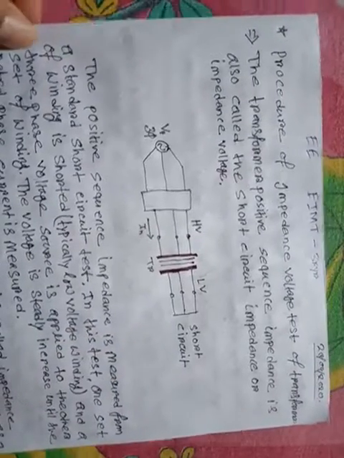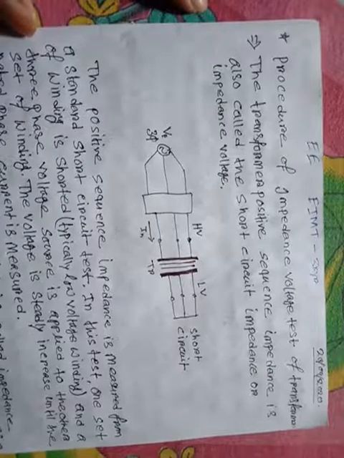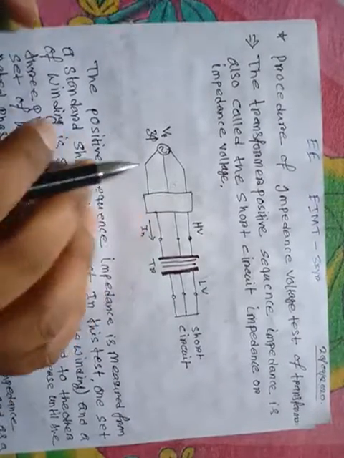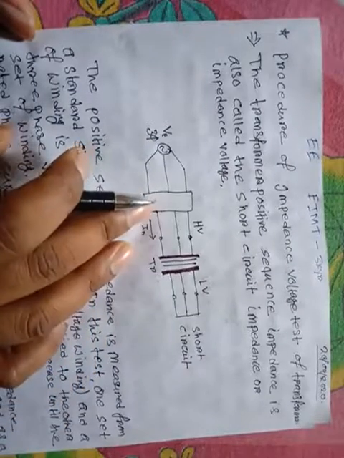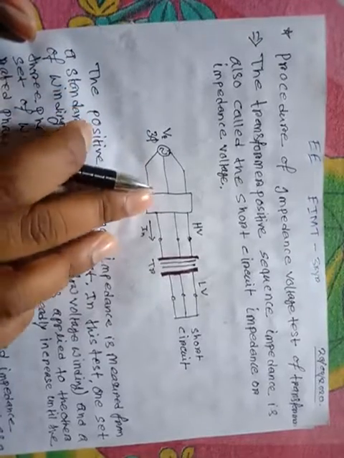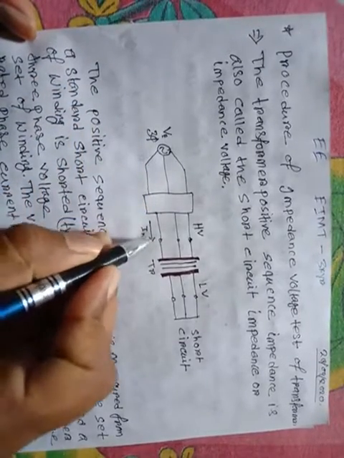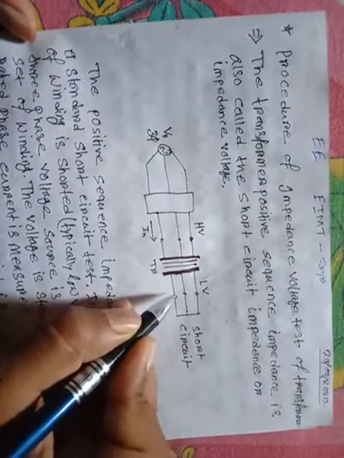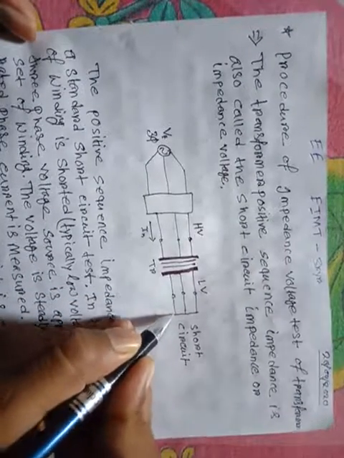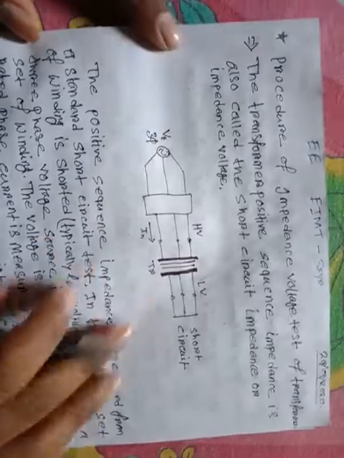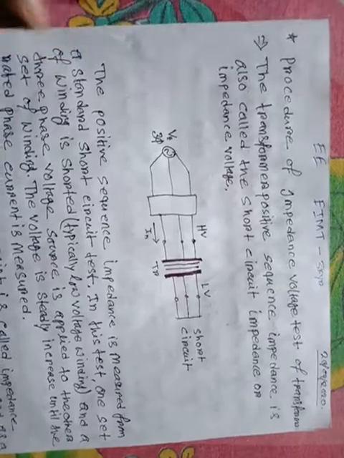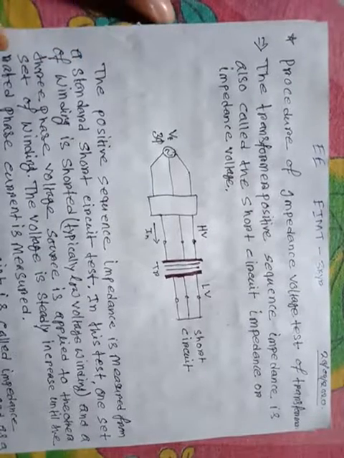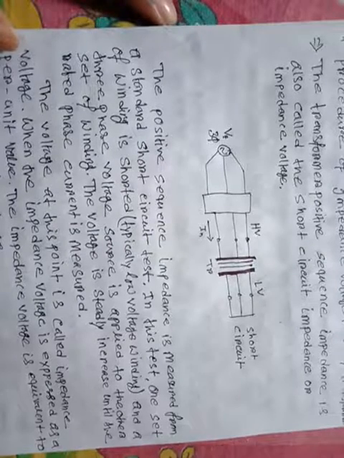I will test the impedance voltage of the transformer. In the circuit, V sub z is a source of voltage. The generator generates the AC voltage, this side is high voltage and this side is low voltage, and the low voltage is short circuited, and this is a transformer. The positive sequence impedance is measured from a standard short circuit test.